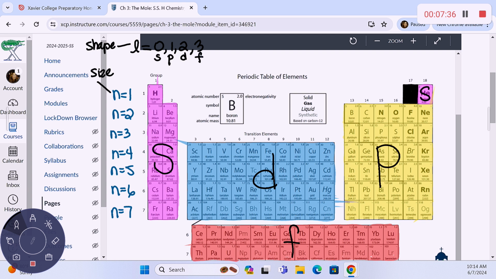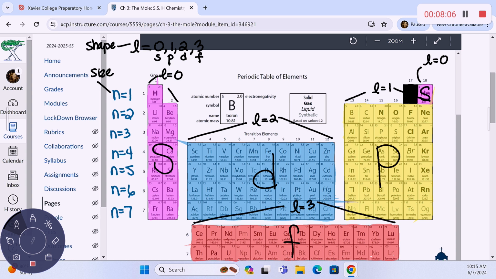Okay, so on the periodic table, these two columns would be where my L is a 0, because those are S's. And then over here where I have helium, this would be where my L is a 0. And then my L is a 1 here, where I have my P's. And then my L is a 2 here, where I have my D's. And then my L is a 3 here, where I have my F's. Okay?